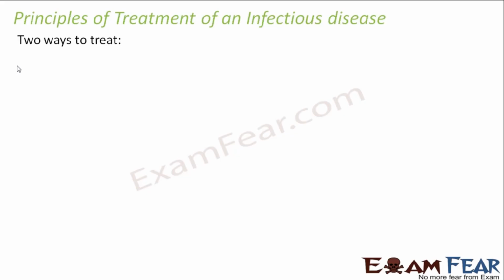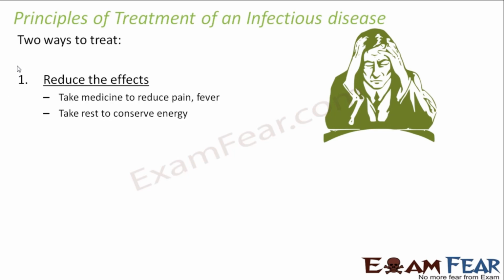So basically there are two principles which are followed to treat an infectious disease. First one is reduce the effects. Effects means whenever a disease happens, as I mentioned, as soon as there is an infection inside your body, inflammation will occur. That means the cells of the body will start fighting back. So as a result, you will get some symptoms like fever, pain and swelling, right? So the first thing is, the one way to treat is to reduce these effects.